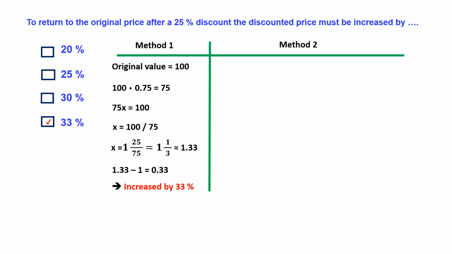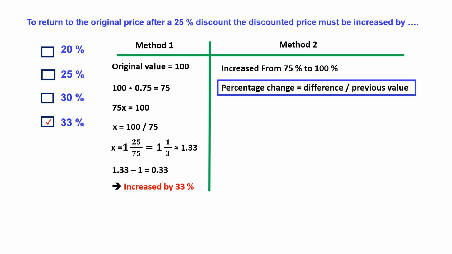Another method, which is shorter, is to use a formula. A formula is percentage change equals to difference divided by previous value. Well, the price has been decreased to 75%. So difference is 25 and previous is 75. We want to go back to 100. It will be almost 33%.